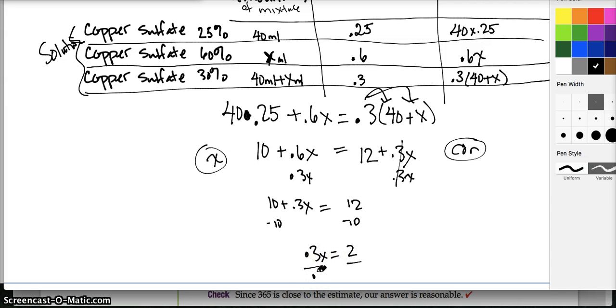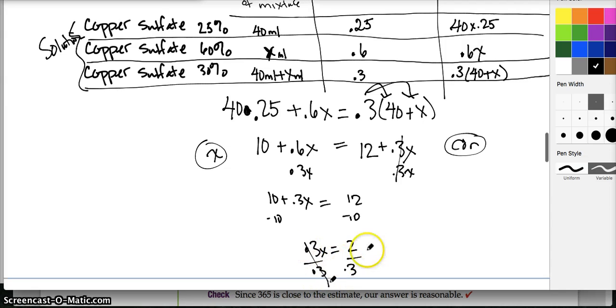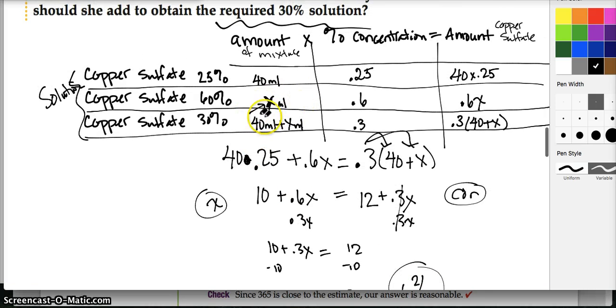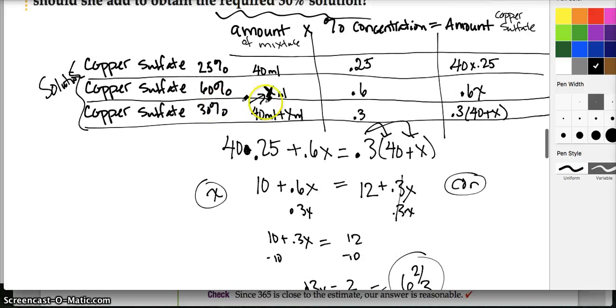Dividing both sides by 0.3, I'm going to get that x is ultimately equal to 6 and 2/3. So that is my x value. I'm going to add 6 and 2/3 milliliters of this 60% solution to get what I want, which is that 30% solution. So x is equal to 6 and 2/3 milliliters of the 60% copper sulfate solution. Let's take up the rest of this in another video.